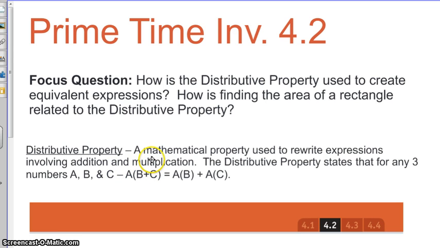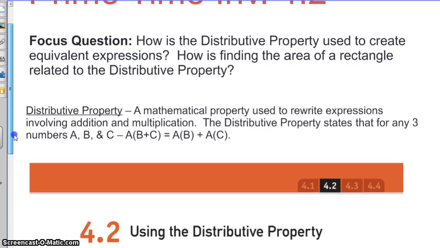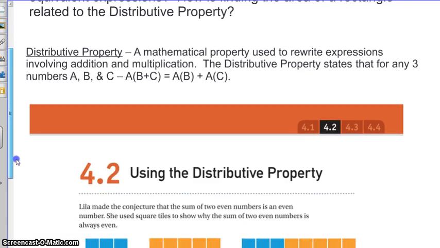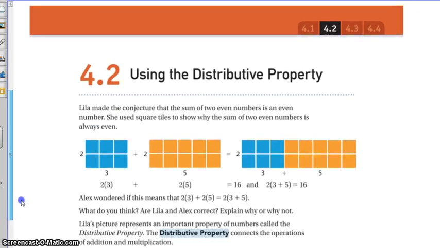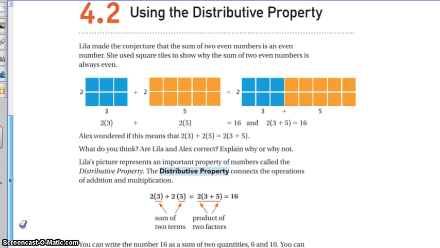The distributive property states that for any three numbers, a, b, and c, a times (b plus c) will equal a times b plus a times c. So we're taking this quantity and separating it. And this property is used a lot in algebra. So we're going to use the page out of the book.